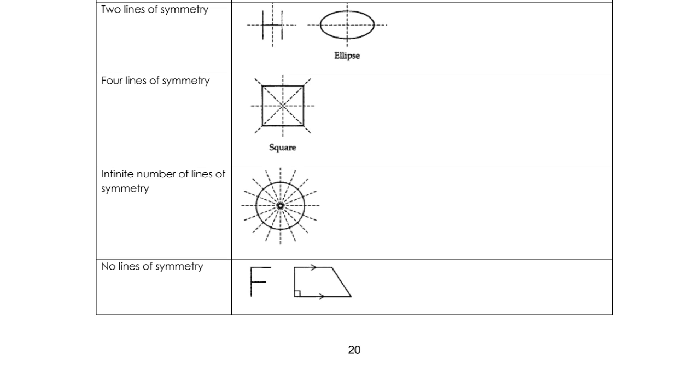And then there are things that have no lines of symmetry, like the letter F or this right trapezoid here. Okay. All right, I'll see you on the back side of notes to talk about more symmetry.